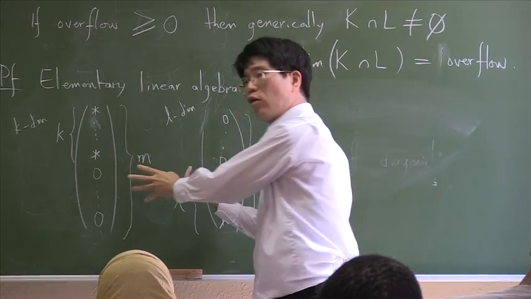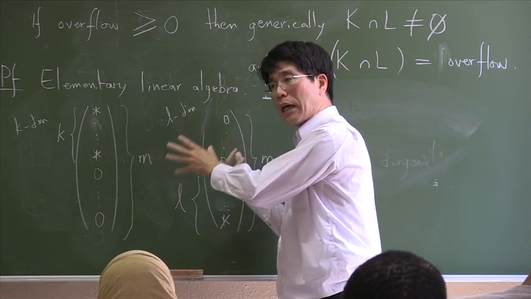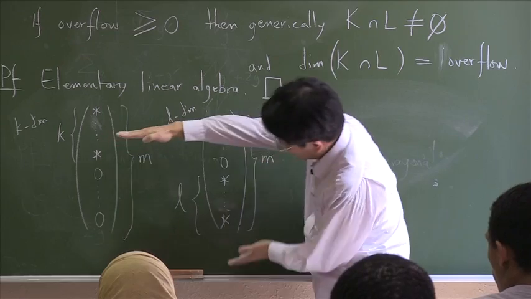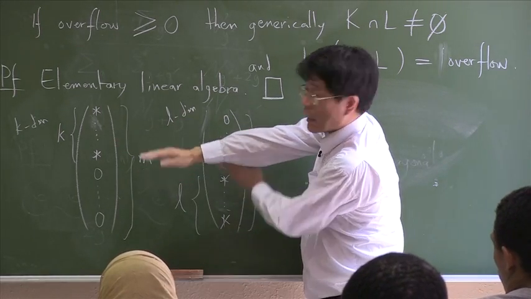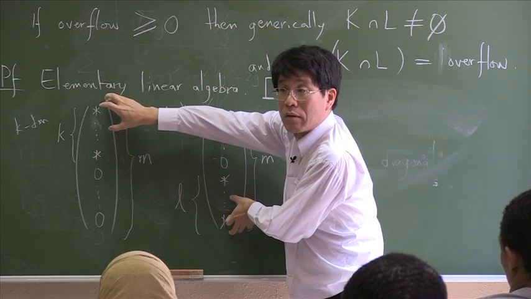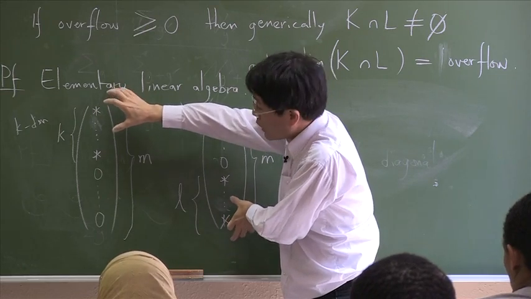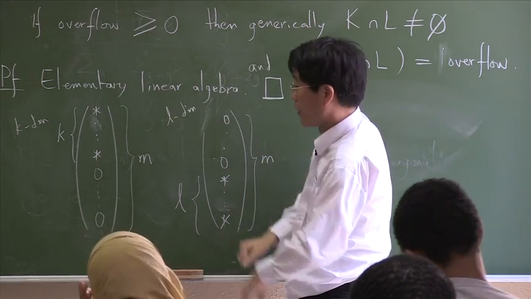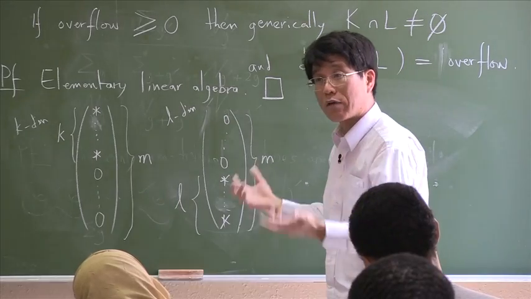Now, question, do they overlap? The answer is they overlap if and only if this comes down far and this comes up far. If there are not many of them, they don't overlap. But you see, what's the overlap? That's K and L and M. You can figure out the overlap.